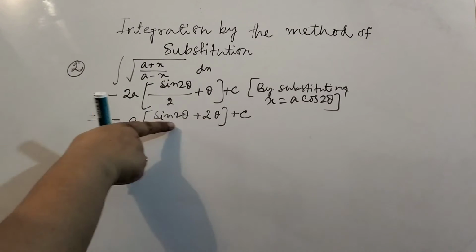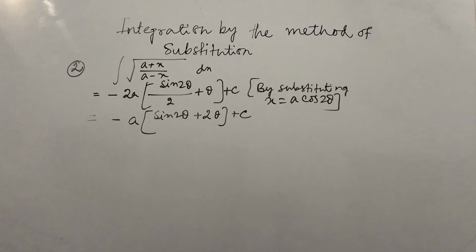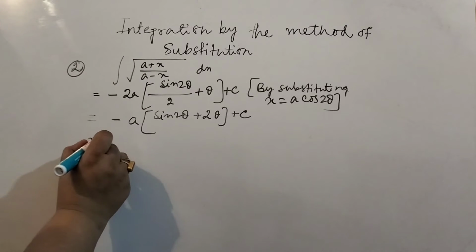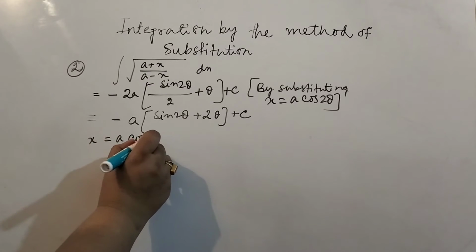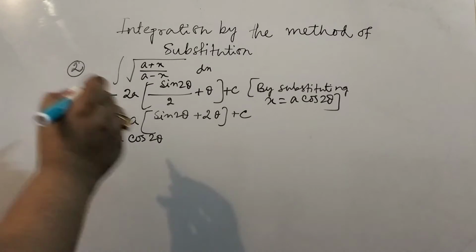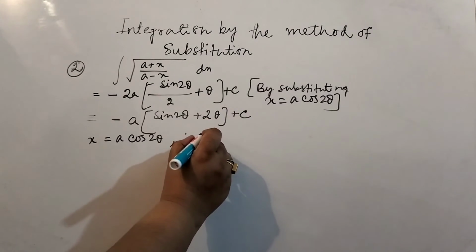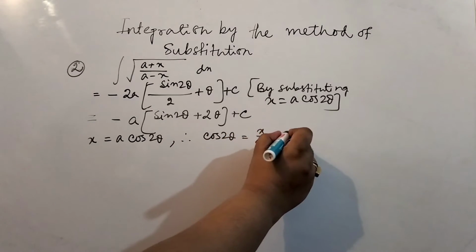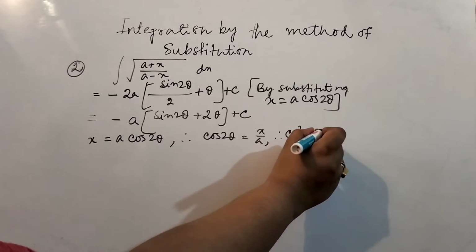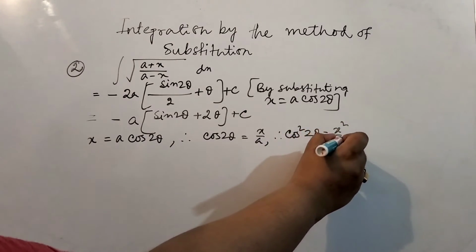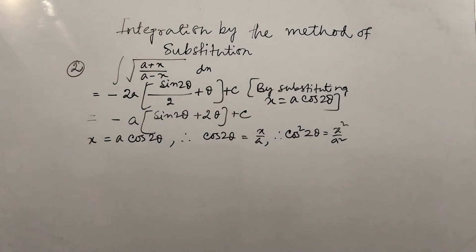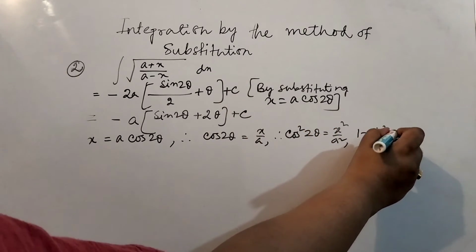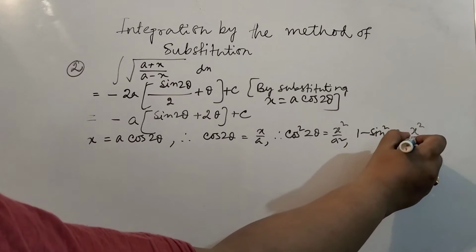Now here we had to find out the integration with respect to x. But here the result has come out in terms of theta. So we have to substitute this, right? So here look students, x equals to a cos 2 theta. Let's see how to do this substitution. So clearly cos 2 theta is equal to x by a. So cos square 2 theta is equal to x square by a square. In the place of cos square 2 theta, we can write 1 minus sine square 2 theta is equal to x square by a square.